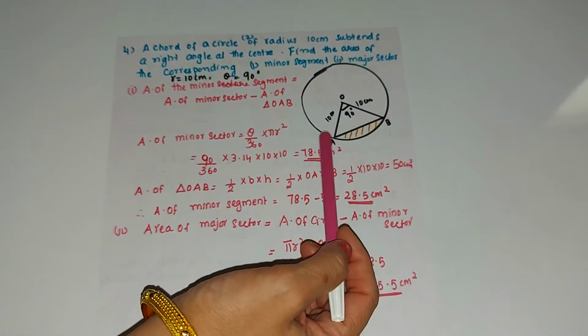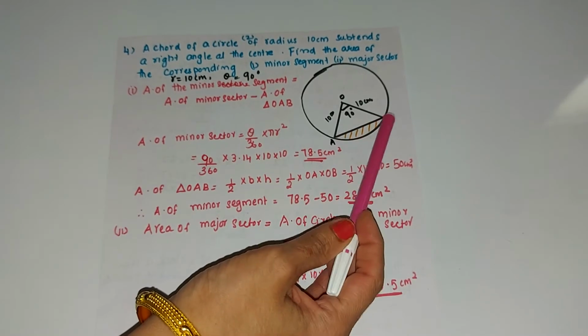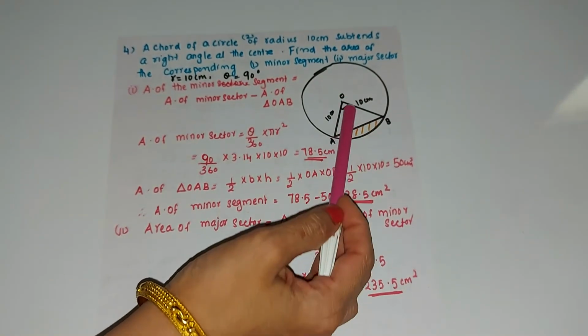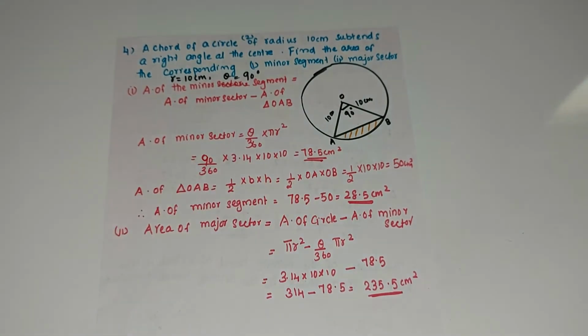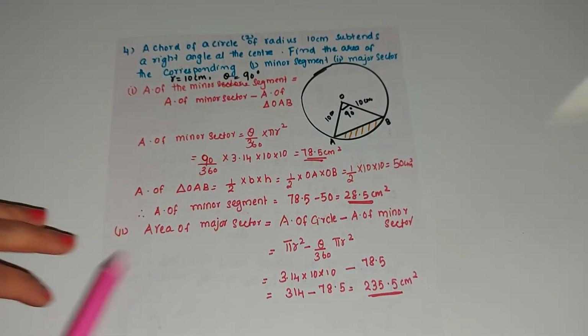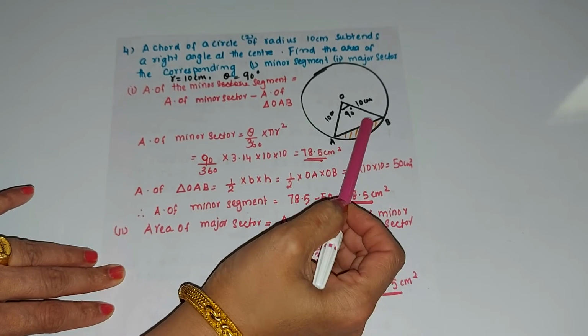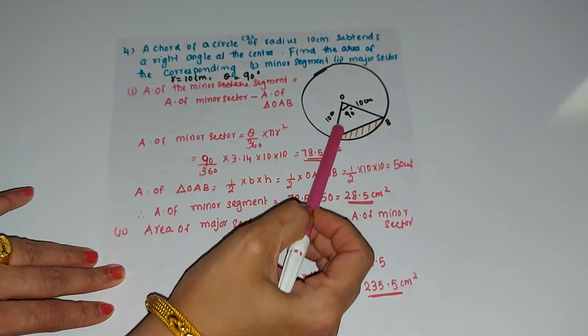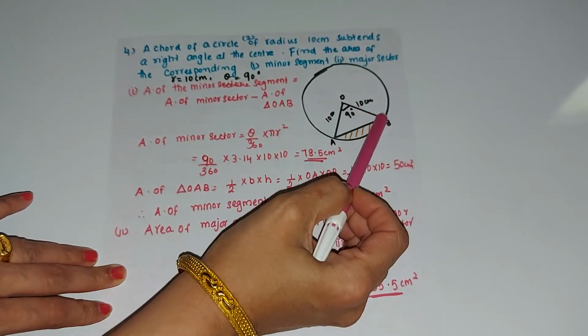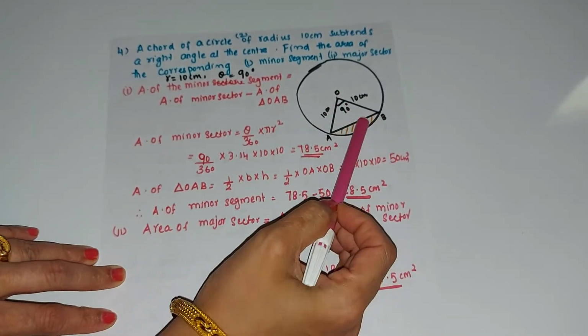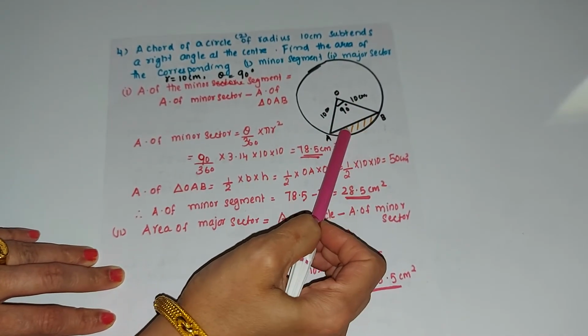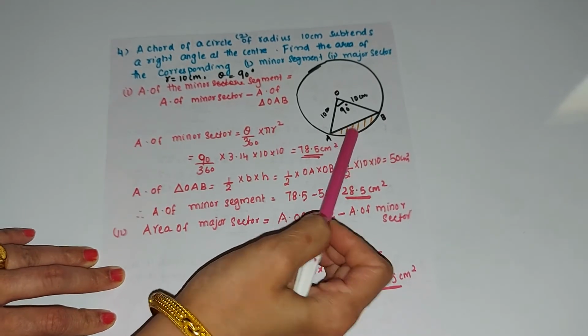AB is a chord. It subtends a right angle, that means it makes an angle of 90 degrees at the center. Find the area of the corresponding minor segment. Here this is the minor segment. This full portion is the minor sector, but this shaded portion is the minor segment.